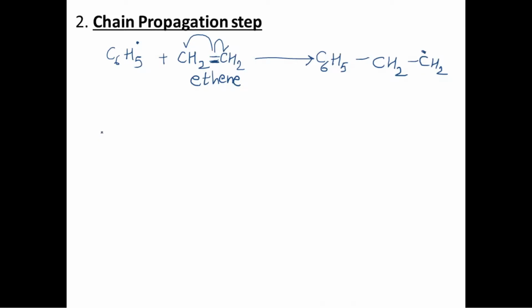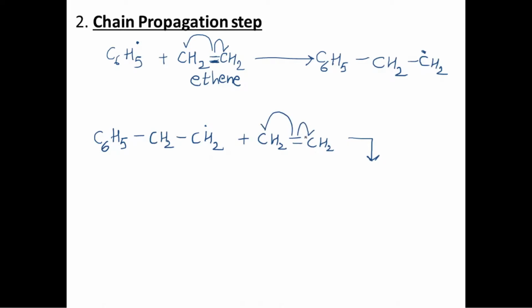Now if we move on, this C6H5 free radical compound reacts again with an ethene molecule, because it's a chain propagation step. Chain propagation step means that it's a polymer compound. This goes on and on and on. Now again a homolytic fission will take place. This bond will be broken down, resulting in a free radical on this carbon and a free radical on this carbon. This carbon shall make up a bond.